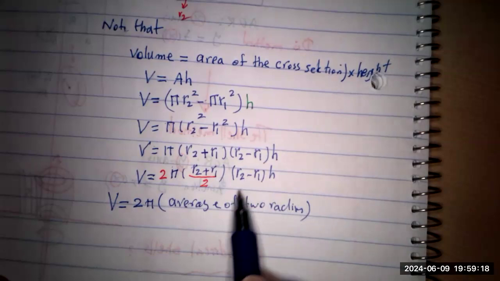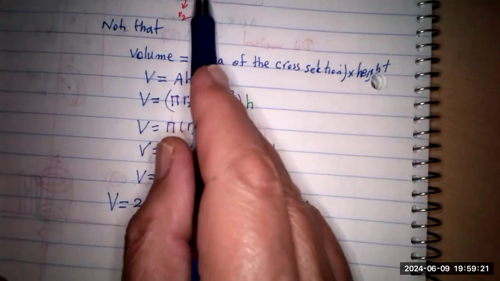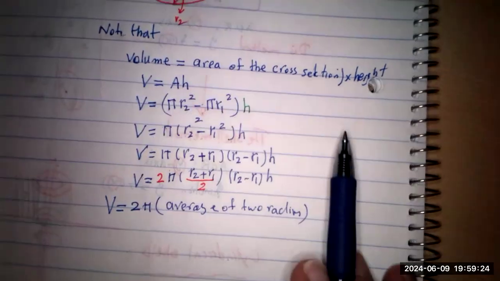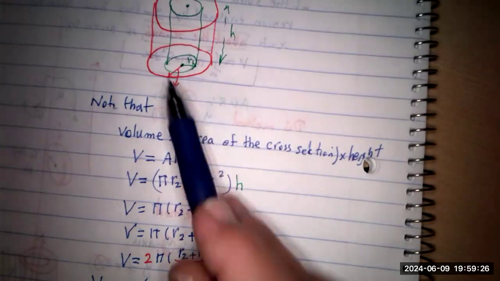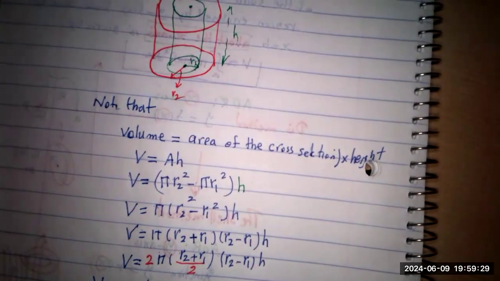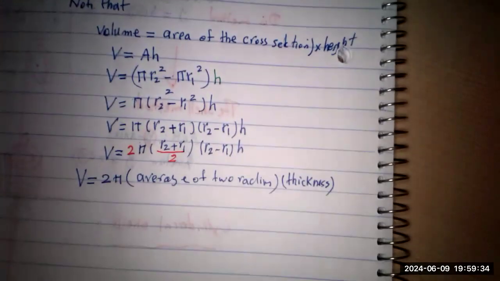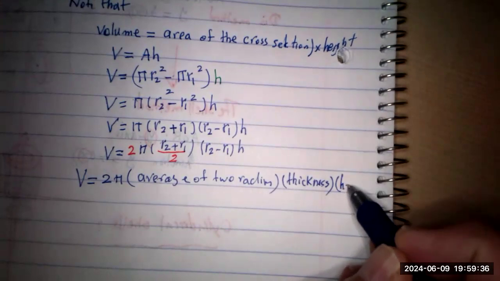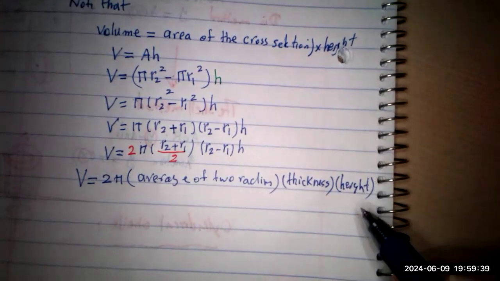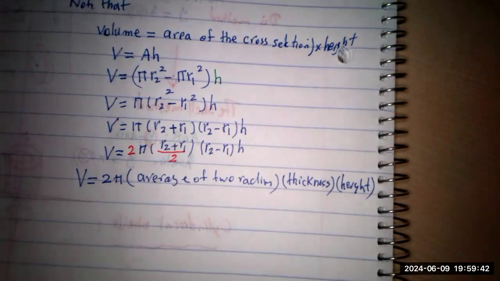Then the rest, R2 minus R1, is the one that we can call the thickness, because this is going to be a difference between these two circles that we have. So just for a while, you can call this one thickness, times the height. We don't need it, we operate it right away. So this is the format that we can handle in order to find the volume of that.